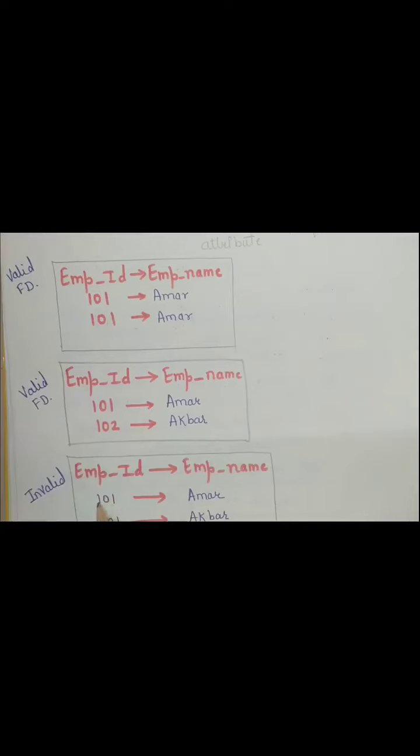Okay. If 101 is determining Amar, then in the entire table it must determine Amar only. 101 must have Amar as the value. But here this is not the case. In the second record over here, 101 is determining Akbar. So none of the records is uniquely determined over here. So this particular case is an invalid functional dependency.